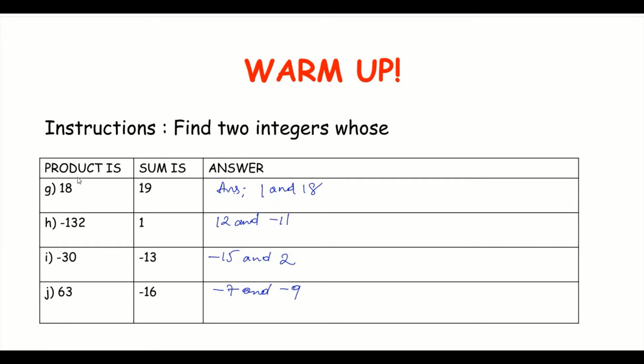Alright, so for the product of 18 and sum of 19, we get 1 and 18. Then for the product of negative 132 and the sum of 1, that's going to be 12 times negative 11, and 12 minus 11 gives us positive 1. For the product of negative 30 and sum negative 13, that's going to be negative 15 and positive 2. And for the product of 63 and sum negative 16, we get negative 7 and negative 9.